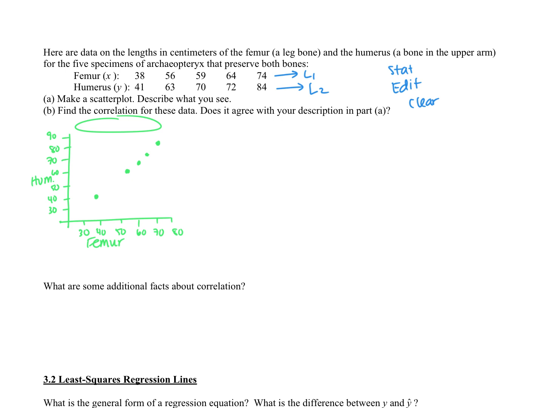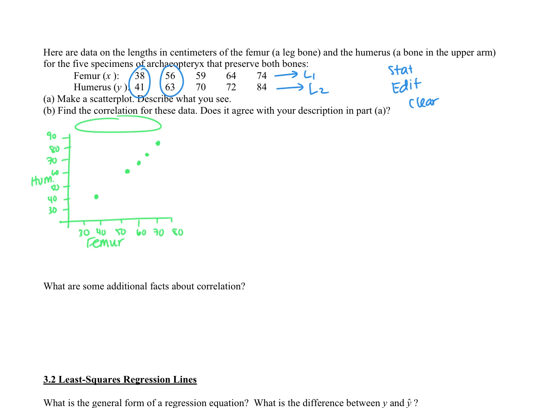When you've done that, quit out. The order you put these in is very important. The calculator is going to read this as 1 point, this as 1 point. So don't go 38, 56, 59, 64, 74, and then all of a sudden enter them backwards. Does that make sense? It's going to read the first 2 together and so on and so forth.